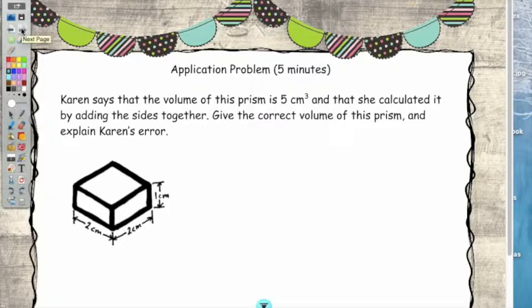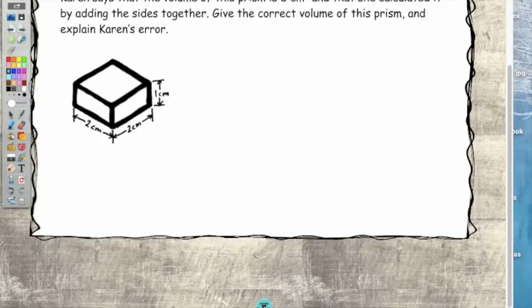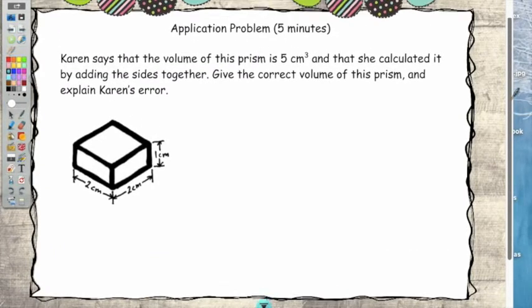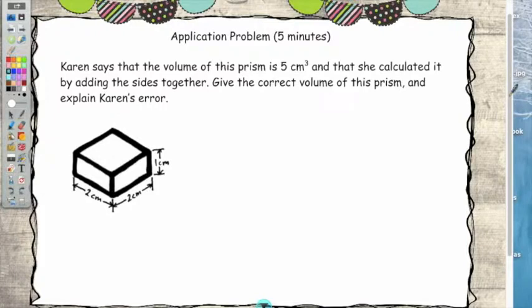All right, let's look at the application problem. I'm going to read this, then you're going to talk about it with your table group. Karen says, and don't say the answer if you figure out why, okay? Karen says that the volume of this prism is 5 centimeters cubed and that she calculated it by adding the sides together. Give the correct volume of this prism and explain Karen's error. Okay, discuss it with your table group.